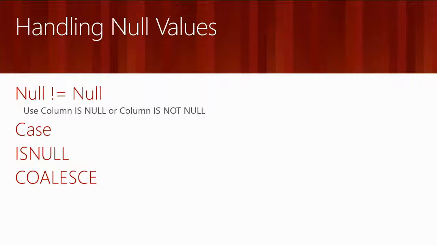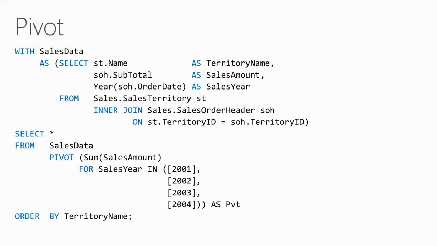Now, how do we handle that? You could use a case statement. You can use ISNULL, which will take two parameters and give you back the first one if it's not null. Otherwise, it will give you back the second one. Or you can use COALESCE, which will take multiple parameters and then give you back the first one that is not null.